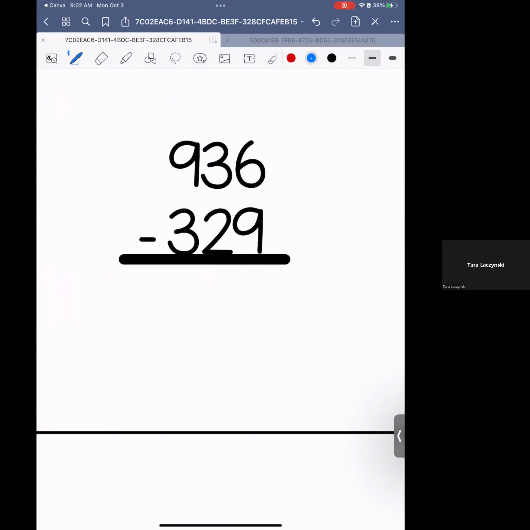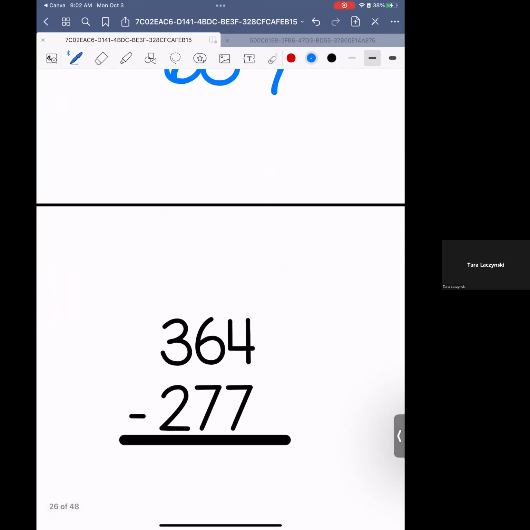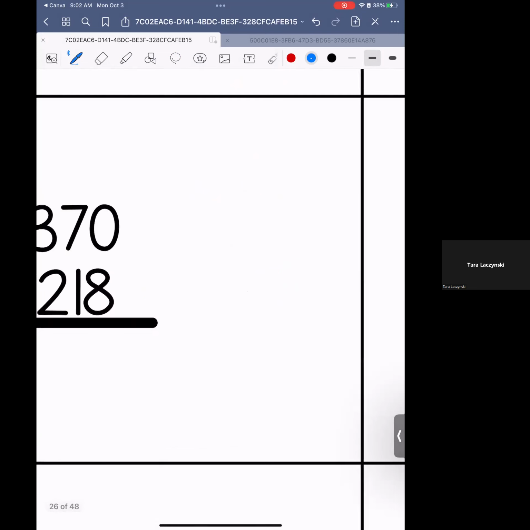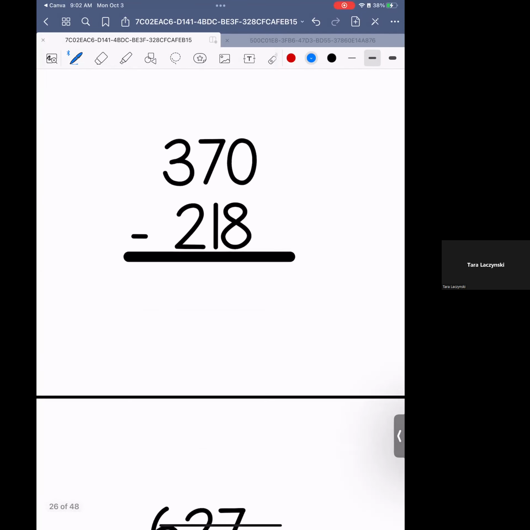We have a borrowing situation. If I have 6, I cannot give you 9. We borrow from the 3, bring our 10 next door. 16 take away 9 is 7. 2 take away 2 is 0. 9 take away 3 is 6. 607.